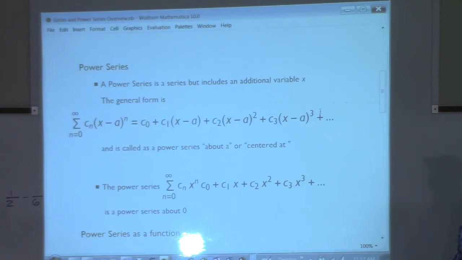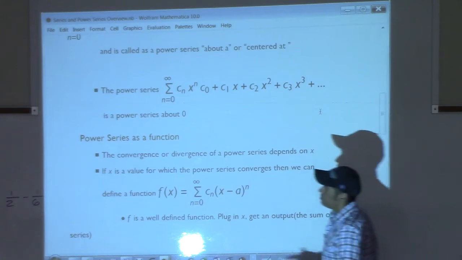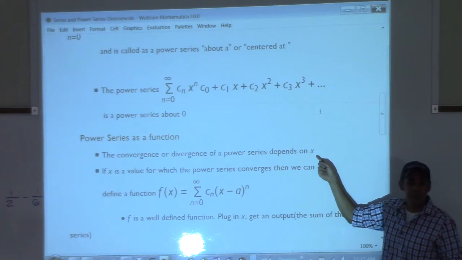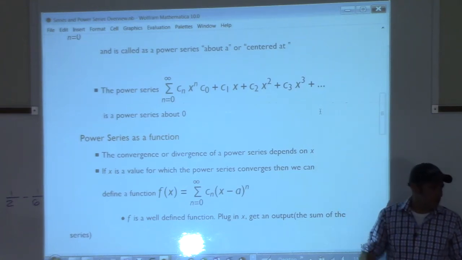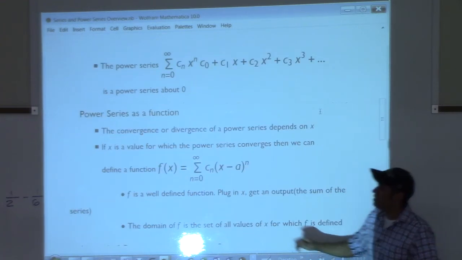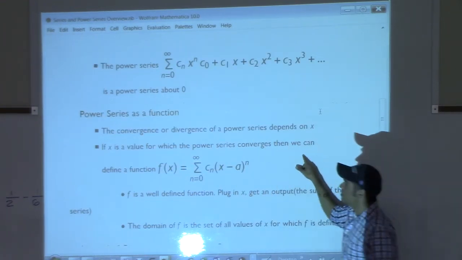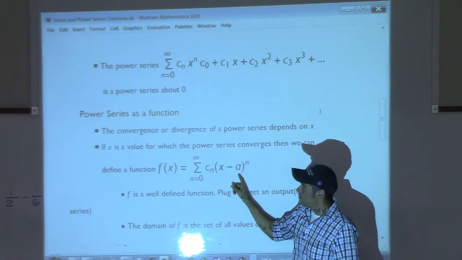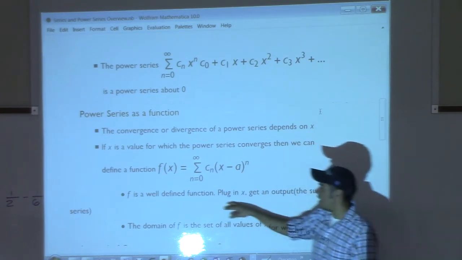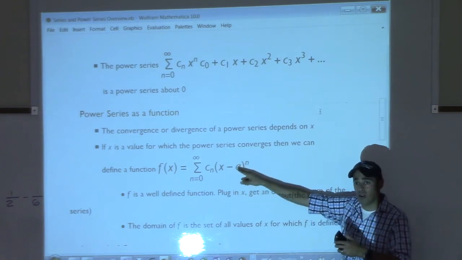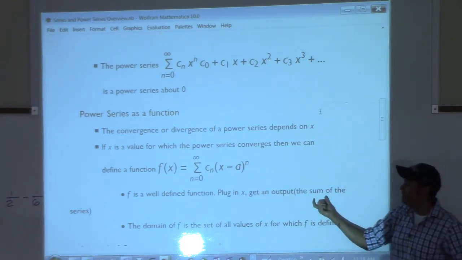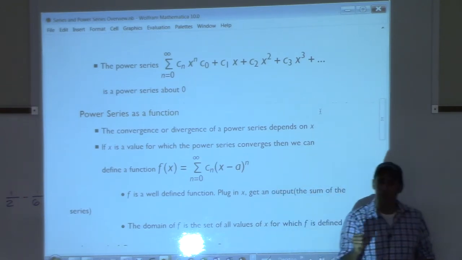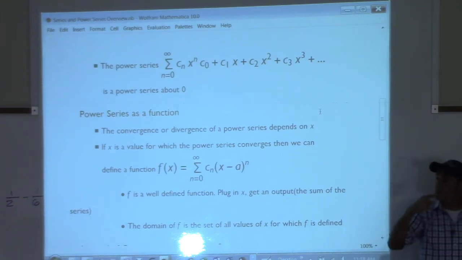All right, so what we started to lead into last class was how we can look at a power series as a function. So the convergence or divergence of a power series depends purely on the value of x. The x that you plug in will determine the convergence or divergence. If x is a value for which the power series converges, then we can actually define a function, f of x, to be the power series. And if we do that, then this function is well defined. That means if we plug in a value of x, it will converge, and it will converge to some number, and that number represents the sum of the series. So once you replace x with a fixed number, you're back to the previous topic, which is just power series.